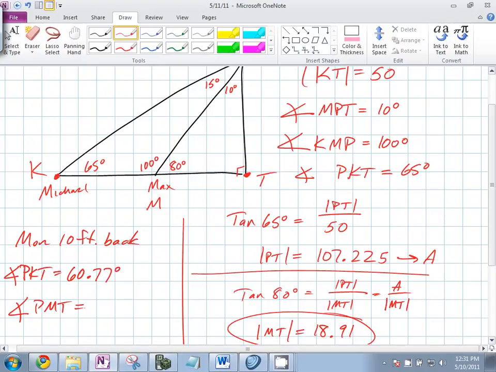Anybody have that? Someone new. PMT. How many people agree with those two numbers? Yeah, that's good. Very good. Try to go to 3 decimal places from now on. Try. That would be helpful.